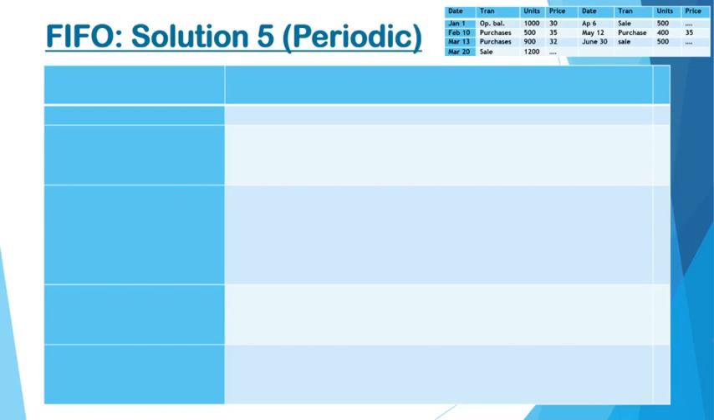Now in this question, what we can do is simply take up purchases. So we'll take up the opening balance, we'll take up purchases, and then the next purchase, and then the next purchase. We don't need to have sales records for that.